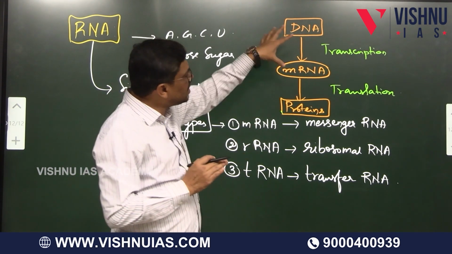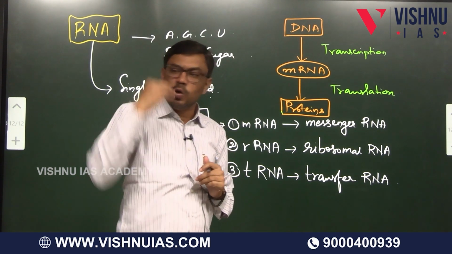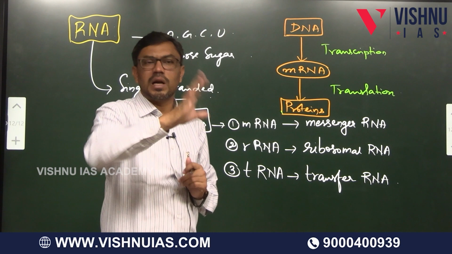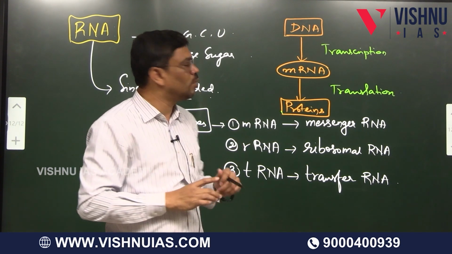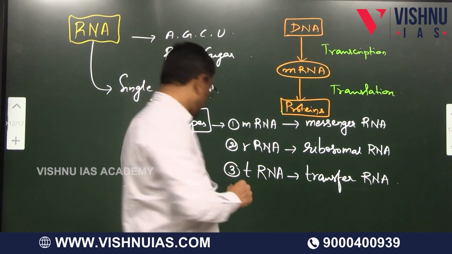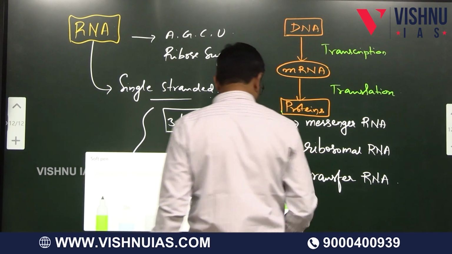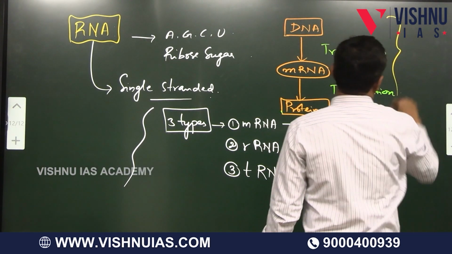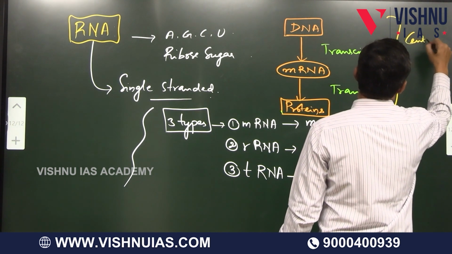This sequence is common. This sequence is universal in all the organisms, plants, animals, human beings, or a microorganism. That's why it is called the central dogma of life. This entire process is called the central dogma of life.